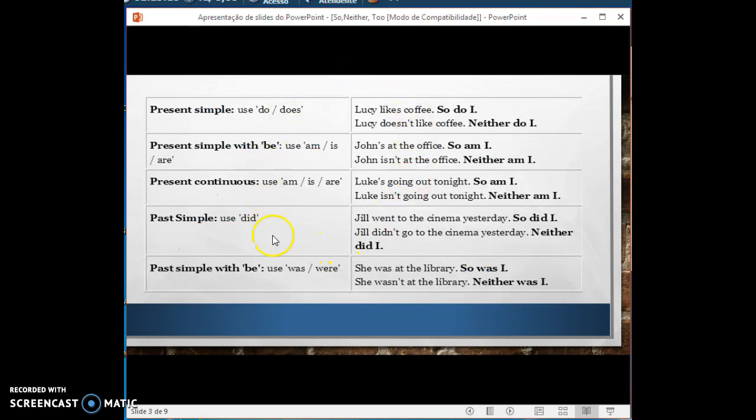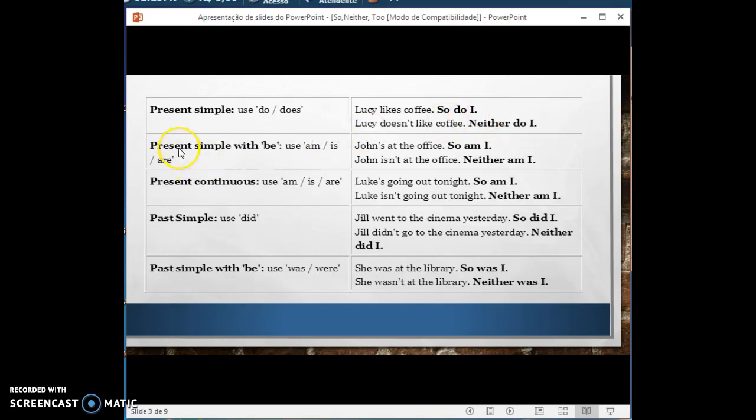In the examples above, we learned how to use them in the present simple, using do or does, depending, of course, on the subject. In the present simple, we have, for example, "Lucy likes coffee." And I answer, "So do I." "Lucy doesn't like coffee." "Neither do I." What about if I want to say that he or she does like coffee? So I say, "So does she," "so does he."